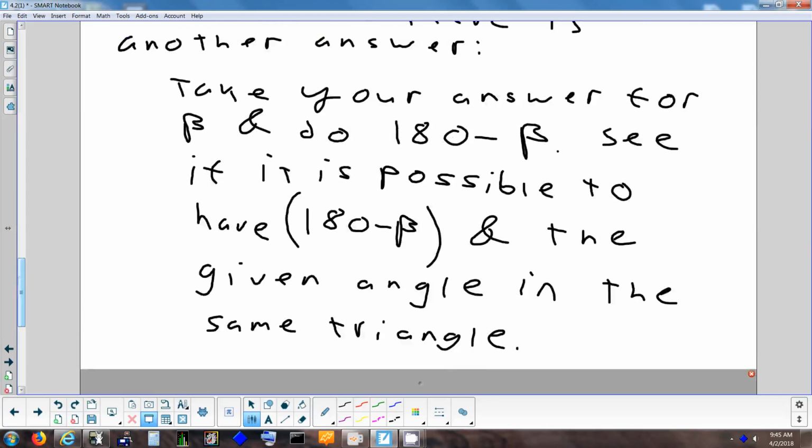Okay. So in our case, would a 154 and the angle that was given, 40, fit in the same triangle? No, it's too big. So in this particular problem, the second answer is too big. We can ignore it. We don't need it. We can finish this just like a normal problem.